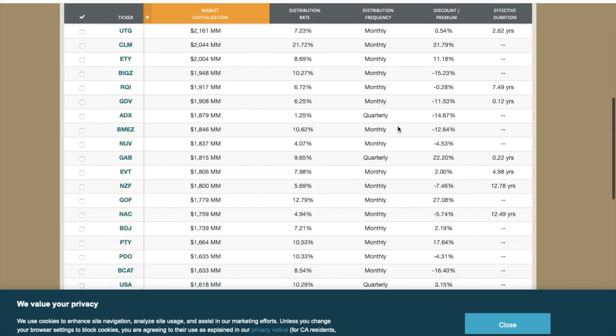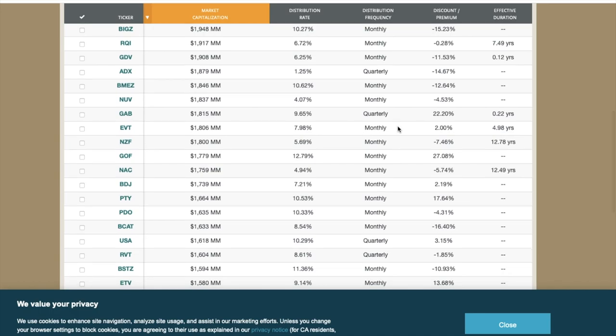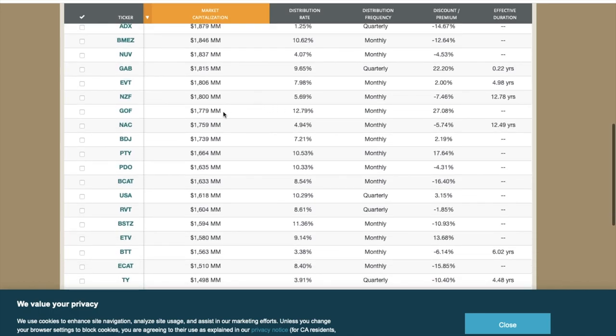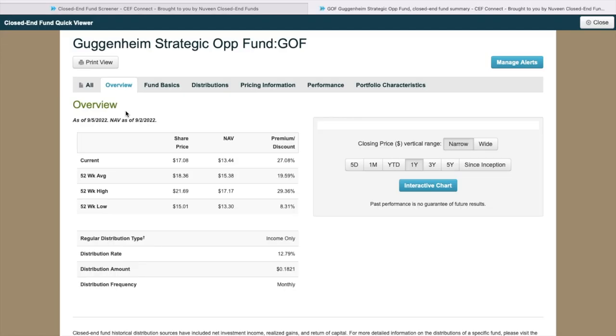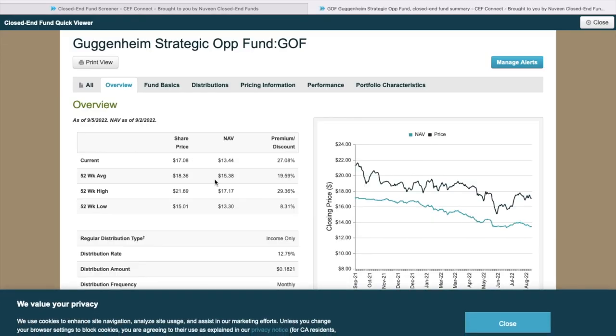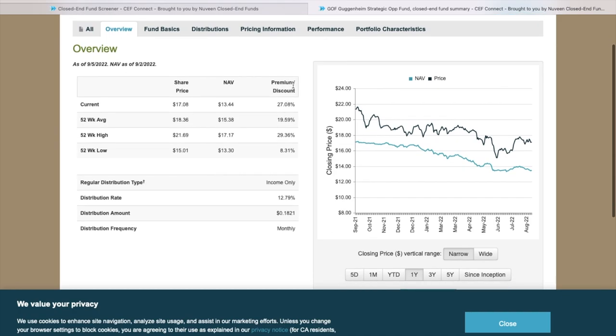So if I go down here, I'm just looking at some other ones, to see if I see anything else that I like. Here's another one that's about 12.79%, and it's GOF. If I click on that, again, fairly large market cap. This one is trading at a real premium right now. You'd see 27%, but it averages about 19. So if you look at the chart over here, this blue line below is the NAV and the price. You can see it's usually over the NAV, and then every once in a while it comes in closer to the NAV. This is really the time when you want to pick up shares, when you see a drop like this.